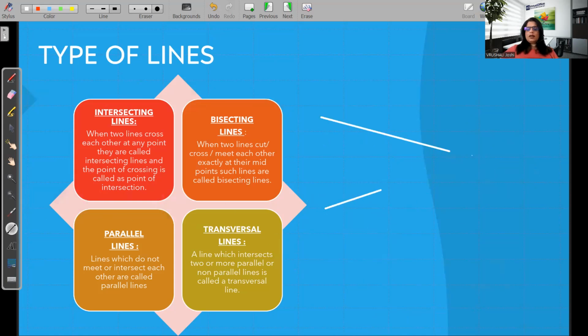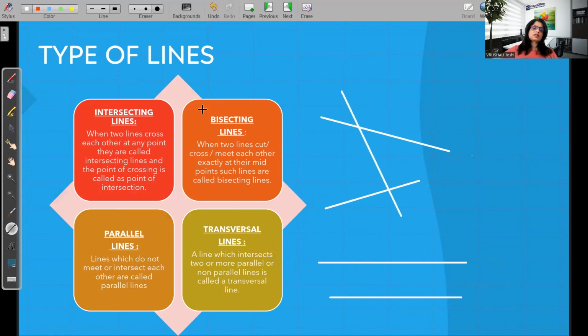Suppose we have these non-parallel lines and these parallel lines, correct? Now this line which intersects, the red line, like this red line here. The line which is intersecting the two lines is called the transversal. Here, this red line is called the transversal. Transversal is a line which intersects two or more parallel or non-parallel lines, correct? That kind of line is called a transversal. This is a very important line, and we will learn more about transversal going ahead.